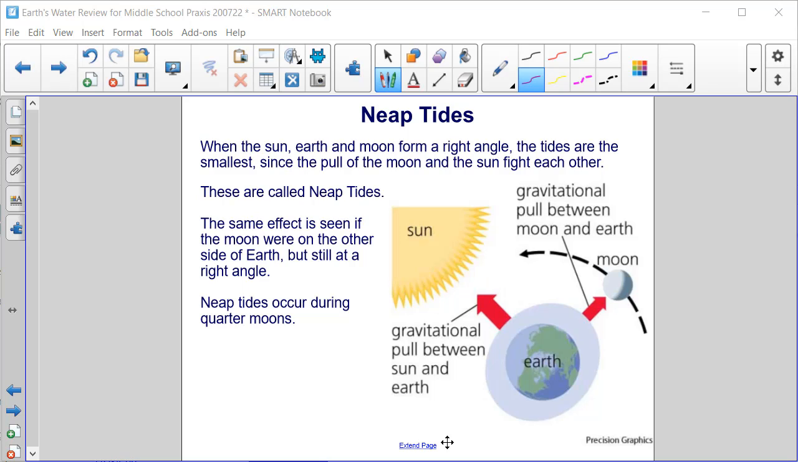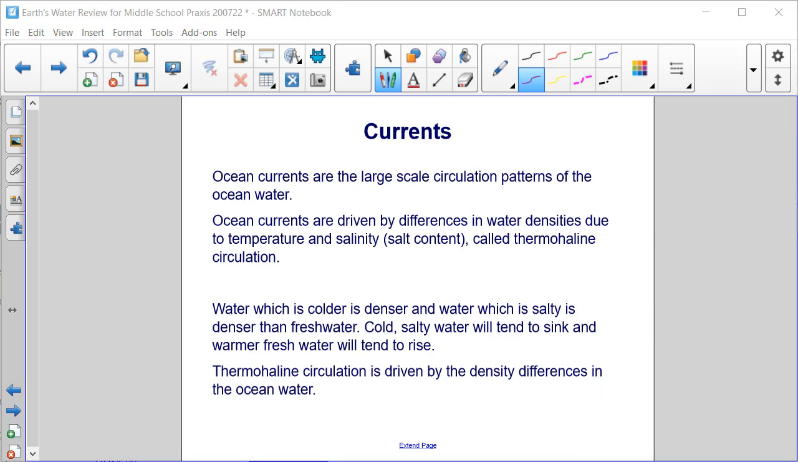So you can see the water being pulled in this direction by the Moon, and that would happen on this side as well. And then on this side by the Sun, which would happen on this side as well. And these neap tides are the smallest, and they occur during quarter moons.